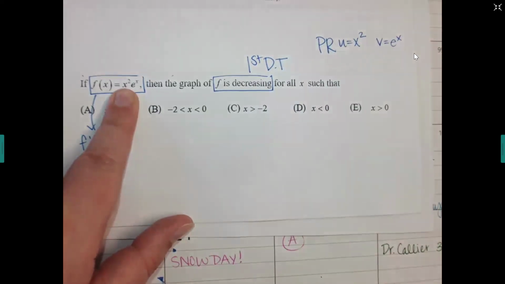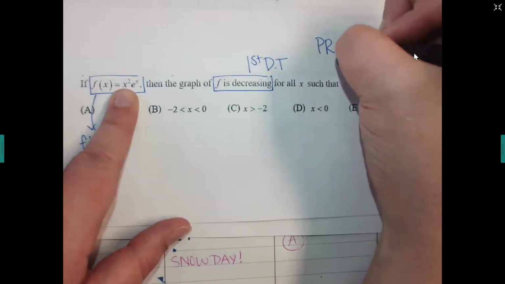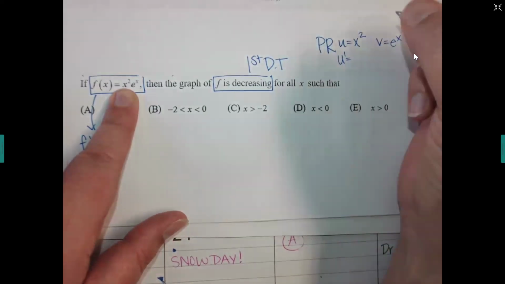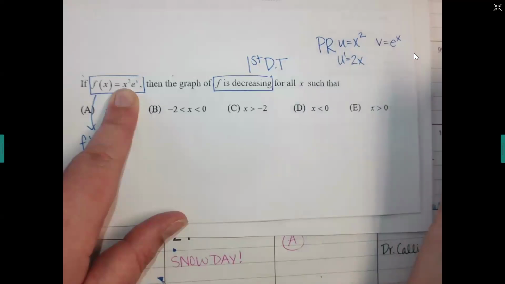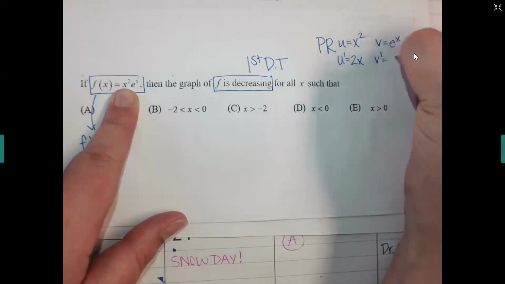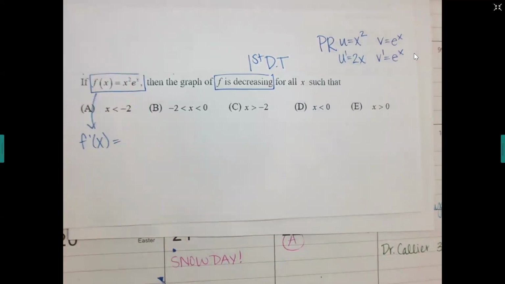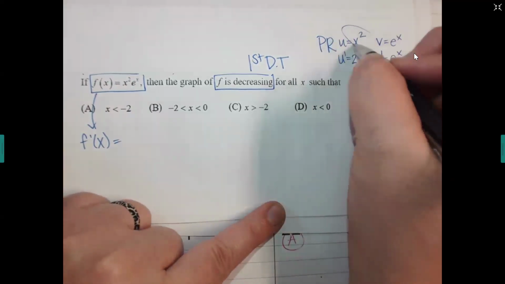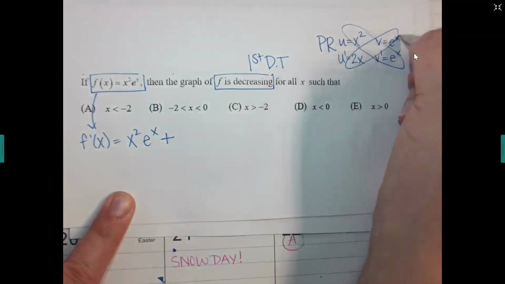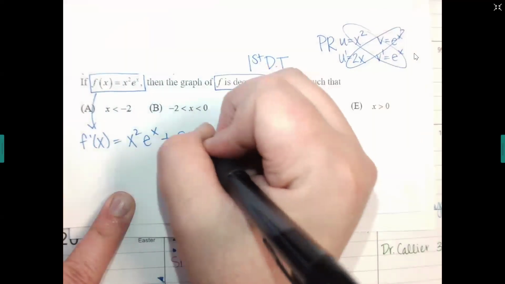Then remember, I take the derivative of those two pieces separately. So if u is an x squared, what's u prime? V is an e to the x, what's v prime? E to the x again. And then remember, for product rule, you do the diagonals added together. So my f prime is going to be x squared e to the x plus, for product rule, and then 2x e to the x.